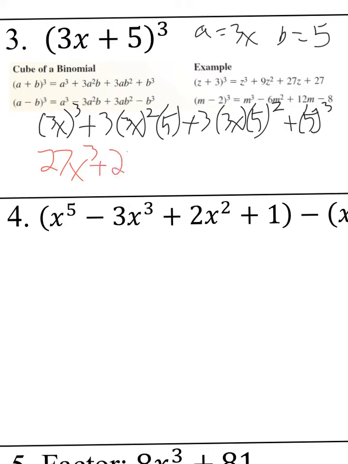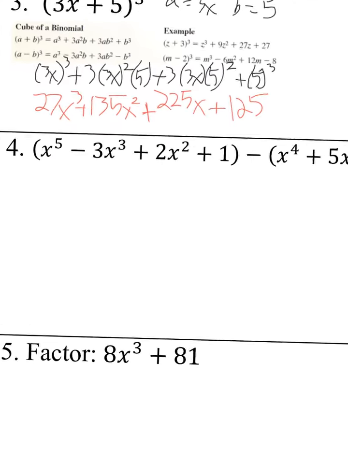This will become 27x squared. Oh no, I'm sorry. It's 27 times 5. So 27 times 5 is 135, so it'll be 135x squared. And then you have 3 times 3x times 5 squared, so that's 25 times 9x. And 25 times 9x would make 225x. And then 5 to the third power would be 125. And that's it. That's the answer to number 3.